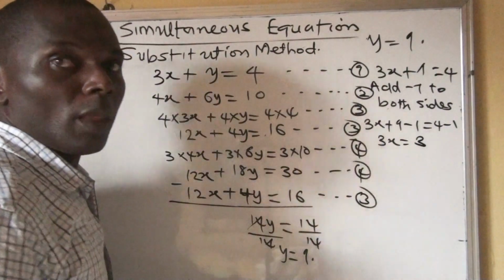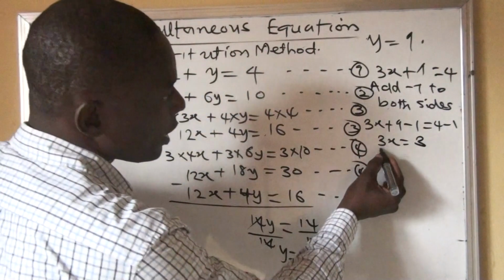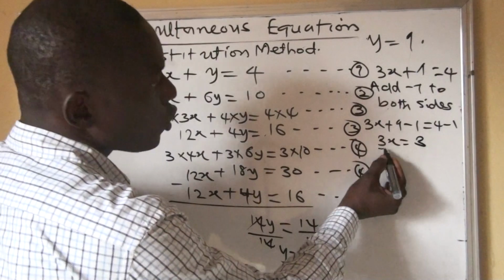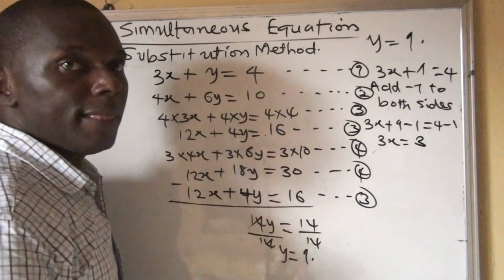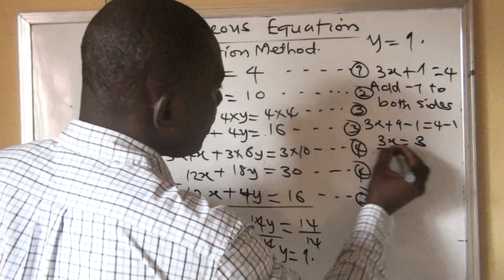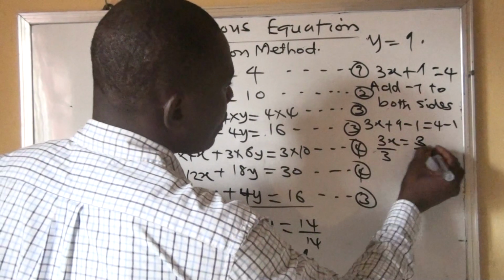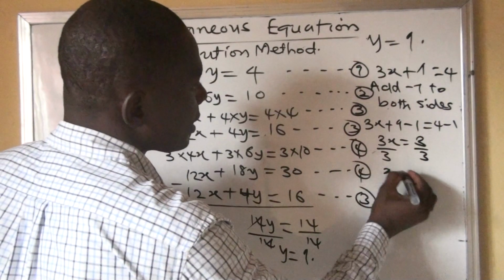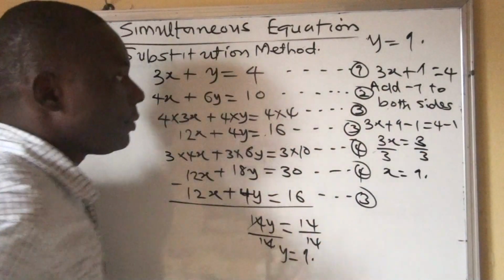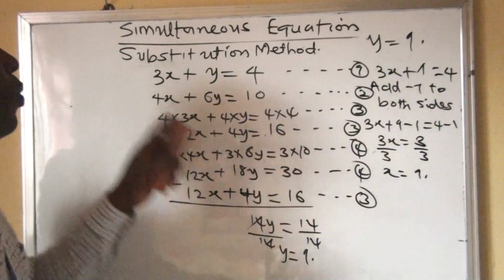So what is next here? We look at the coefficient of x, which is 3, so we're going to divide both sides by 3, so that x becomes 1. We see that x is 1 and y is 1.